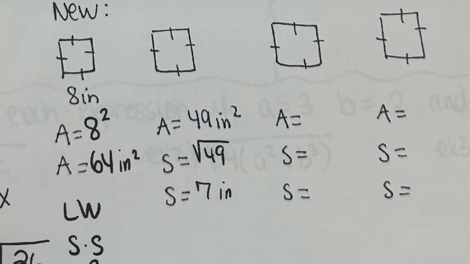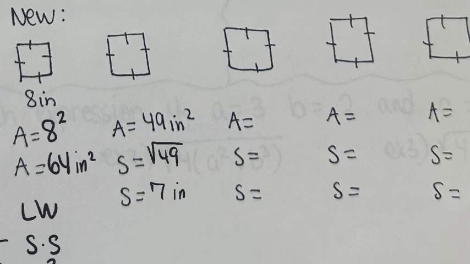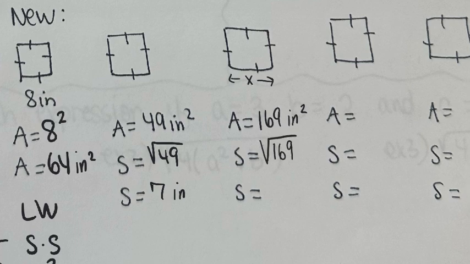Okay, let's do the next question. The next question is going to be, the area is going to be 169 inches squared. How much is just one side? We're going to square root 169. That's on our list. You can look up above. 13. Each side would be a length of 13 inches.